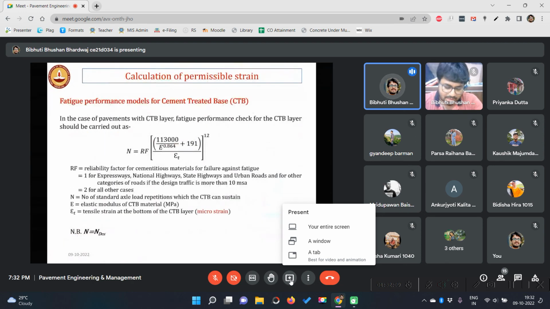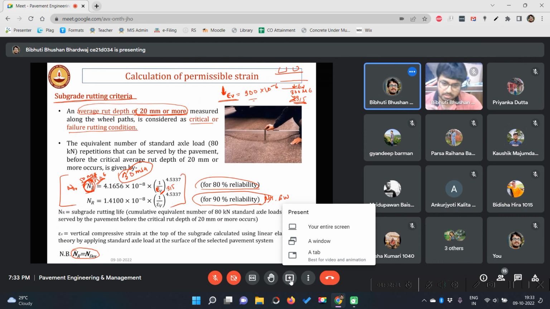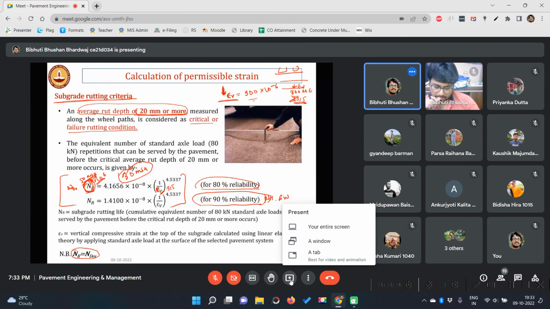But till here, is it clear? Till these equations, is it clear how these equations are coming? What is the importance of these equations? Yes, sir. You can just raise your hand if you don't understand anything in between. Clear, right? Okay.